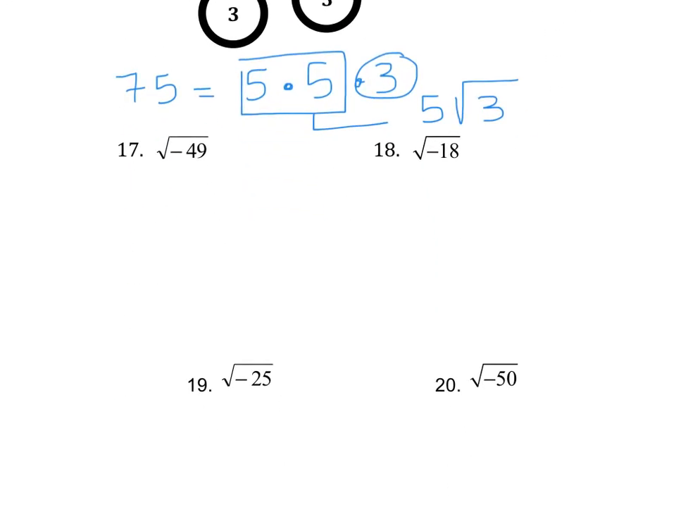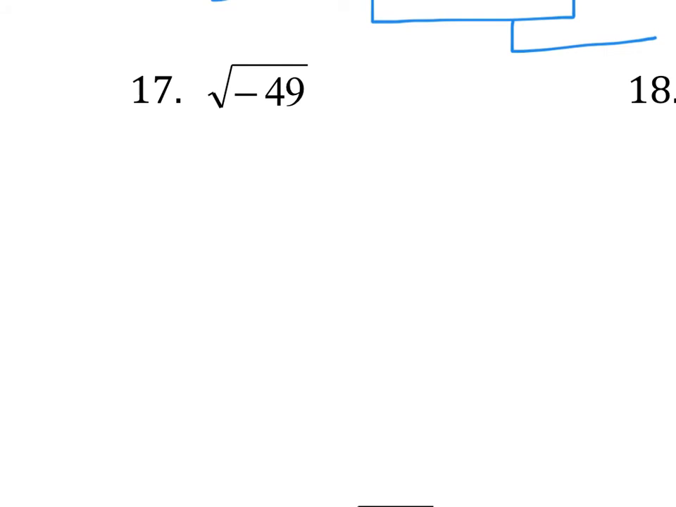Now let's move on to number 17. Since I have a negative under the radical, I start by replacing it with an i, square root of 49. Now the square root of 49 is a 7, because 7 times 7 is just 49, so my final answer will be 7i.